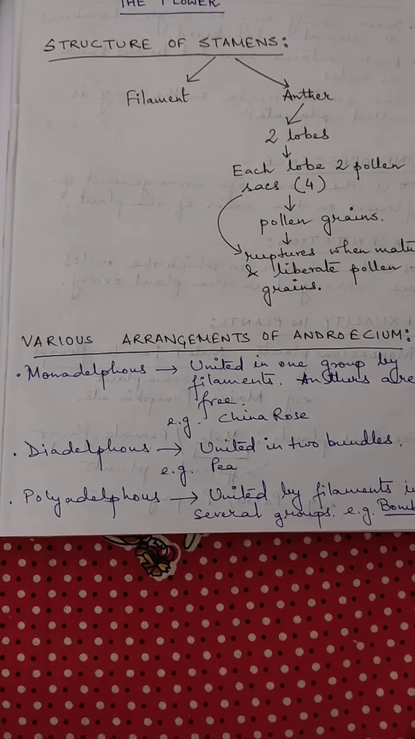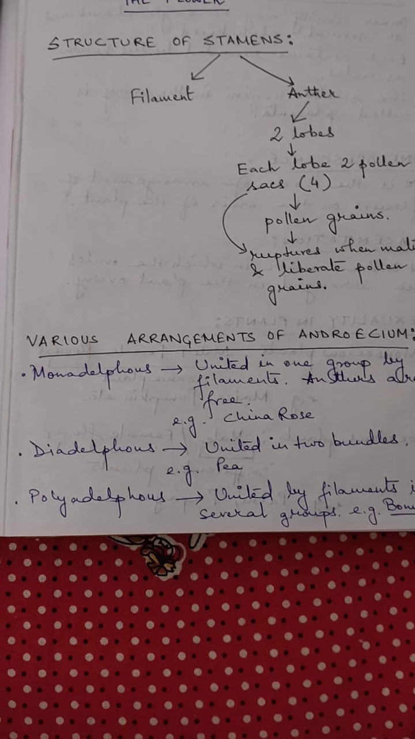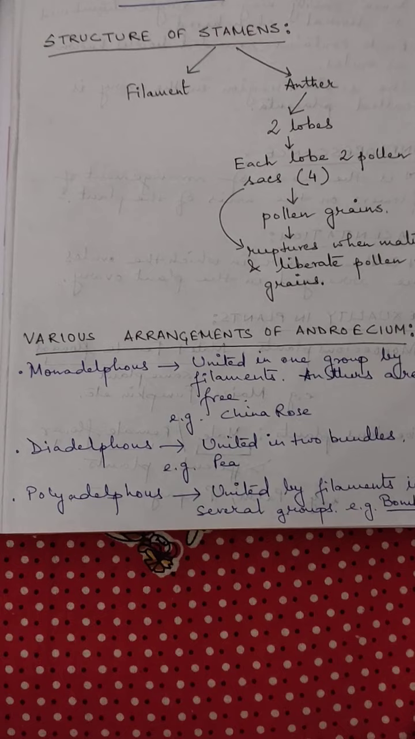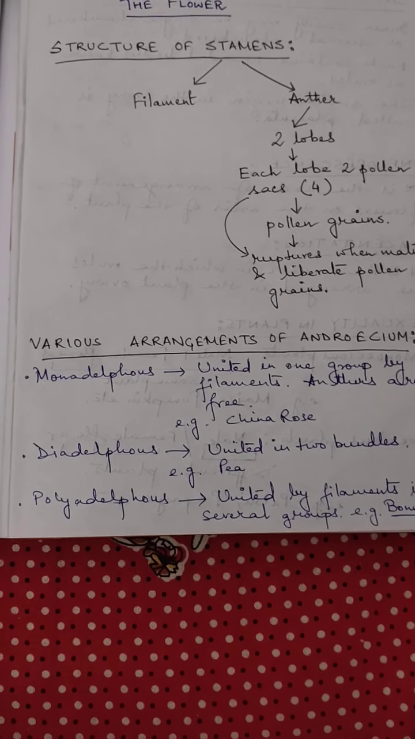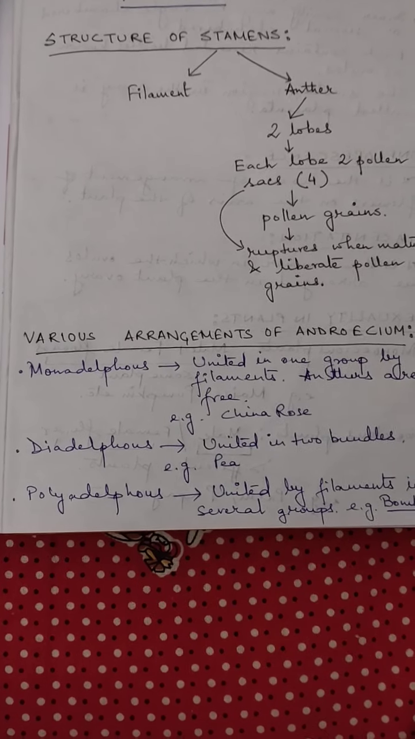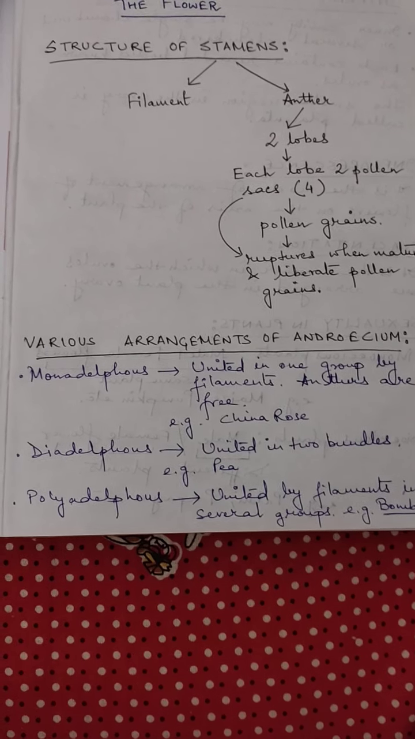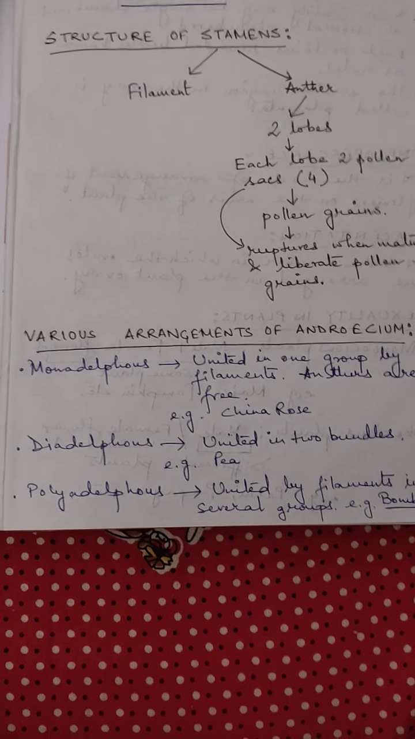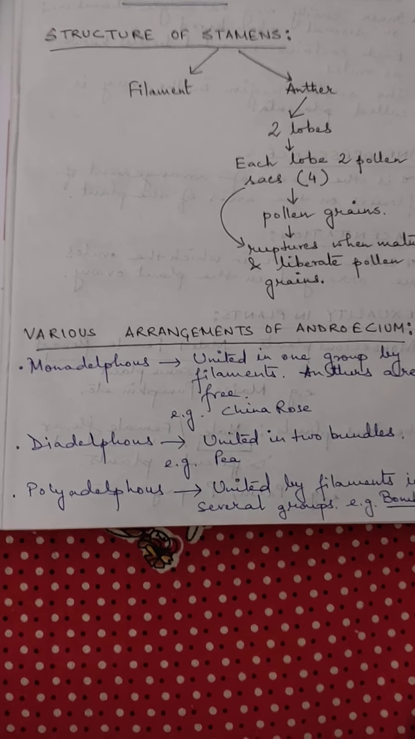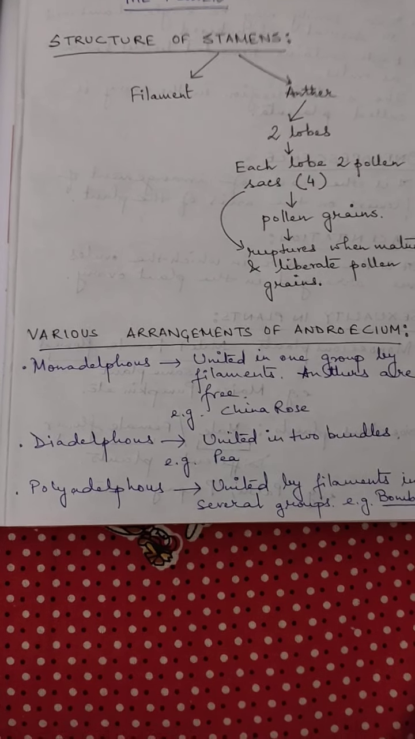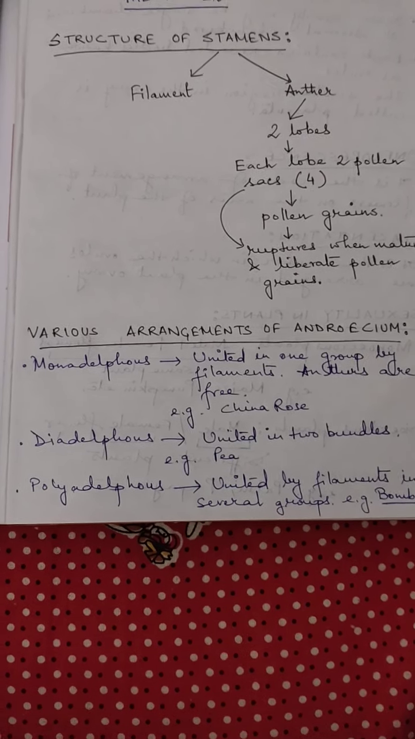next we'll see various arrangements of androecium. Androecium means, you know, it's a collective term we use for stamens. Now there are three types: monadelphous, diadelphous and polyadelphous. Monadelphous means, mono means one, we all know it, united in one group by filaments where the anthers are free. Example, very commonly found, China rose or hibiscus.